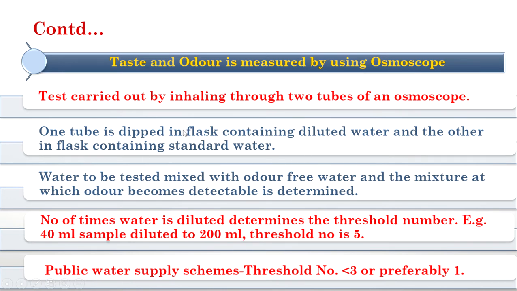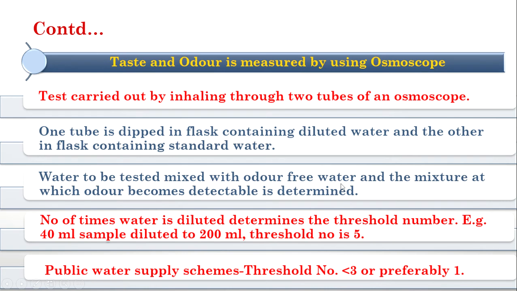So this diluted water is our sample, diluted in different milliliters of distilled water, different ratios of distilled water, and the other tube is our standard water. So we will compare the smells of both. Water to be tested is mixed with odor-free water, and the mixture at which odor becomes detectable is determined.